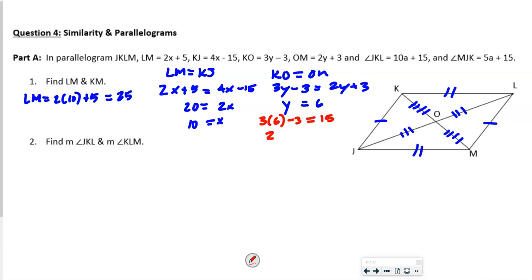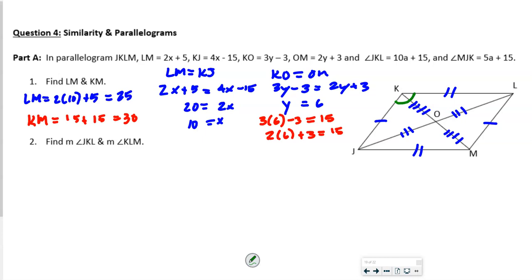And then we've got 2 times 6, that's 12 plus 3, that's also 15. And to get KM, we're going to do that 15 plus that 15, so that's going to be 30, okay? Now for our next part, it says find JKL. JKL is this angle up here, and KLM.